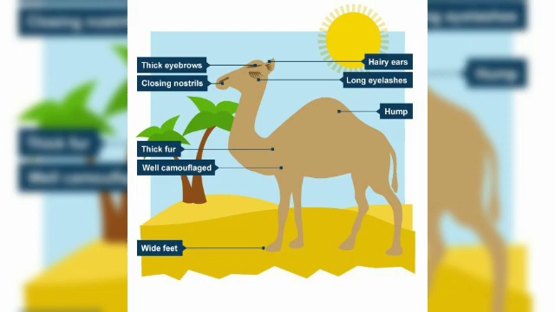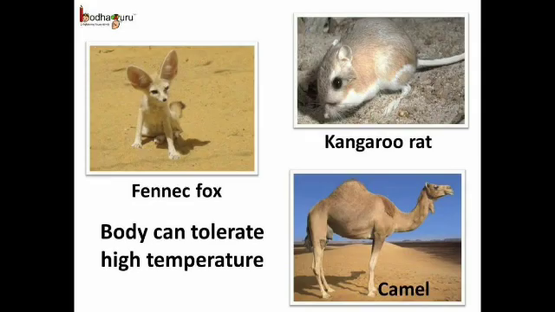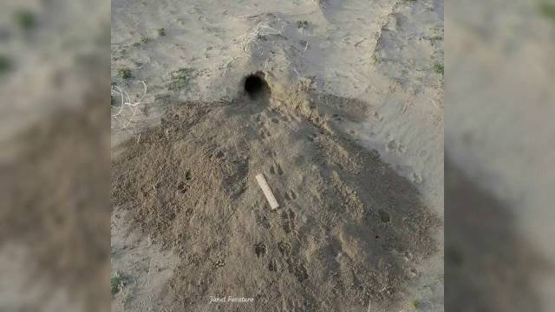Then, what else? There are some animals, kangaroo rats, fennec fox, toad, all these, they are very clever animals. What they do is they make a tunnel. They stay in the tunnel. The tunnel will be cooler because the sand is up. If you go inside the tunnel, it will be cooler. This is the desert adaptation.